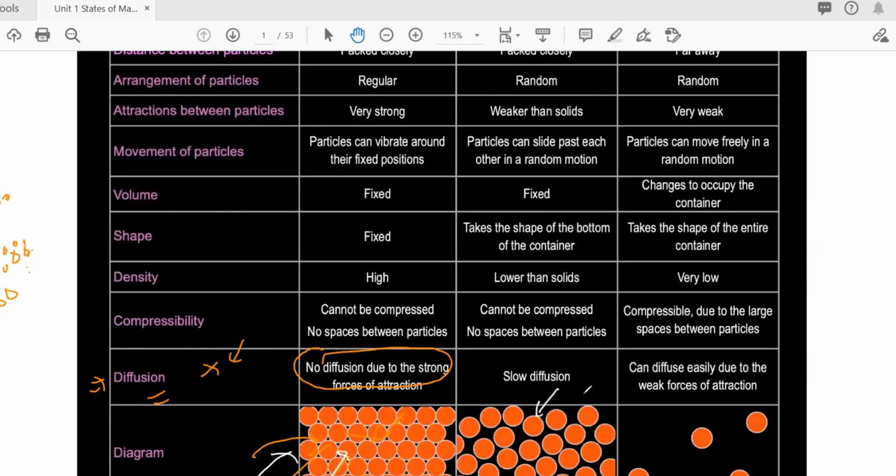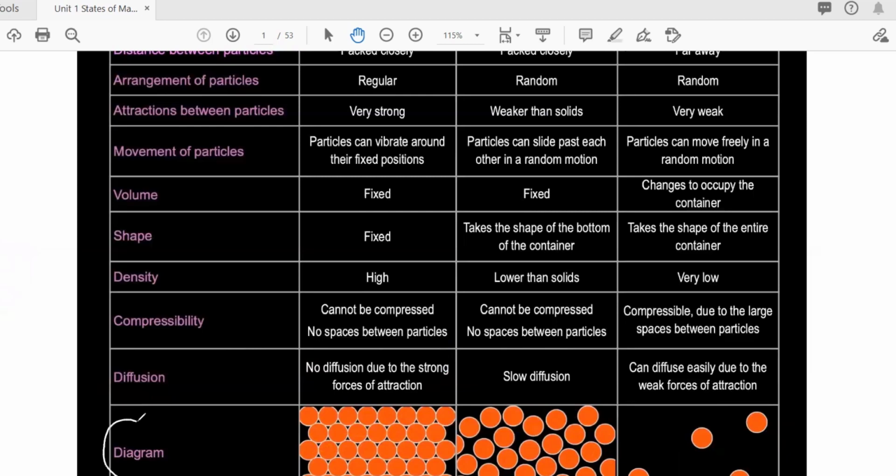But liquids do have small gaps, so another liquid can come and take the space. So they have diffusion, but it is slow. When we talk about gases, gases diffuse easily. One gas can diffuse in another gas very easily. Why? Because they have a lot of gaps, a lot of space for other particles. They can come and adjust themselves between them. So this is how diffusion happens.